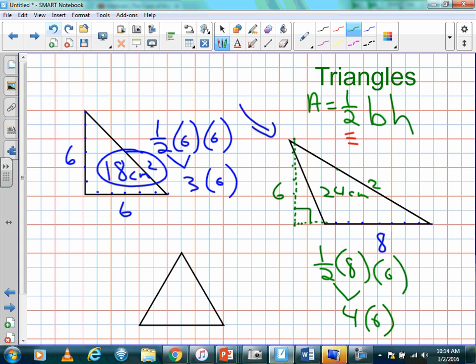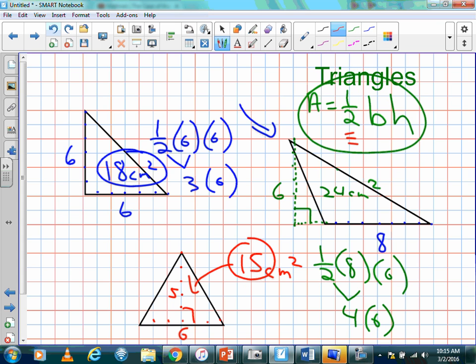See, if you just use the formula, it's so easy. Okay. Last one on the bottom here. 1, 2, 3, 4, 5, 6. And how high is it? Let's go right in the middle. 1, 2, 3, 4, 5. So it's 5 high. So again, we could actually just say, what's half of 30? 15. 15. Right. We took a shortcut on that. 15 centimeters squared. Again, the trick is half.